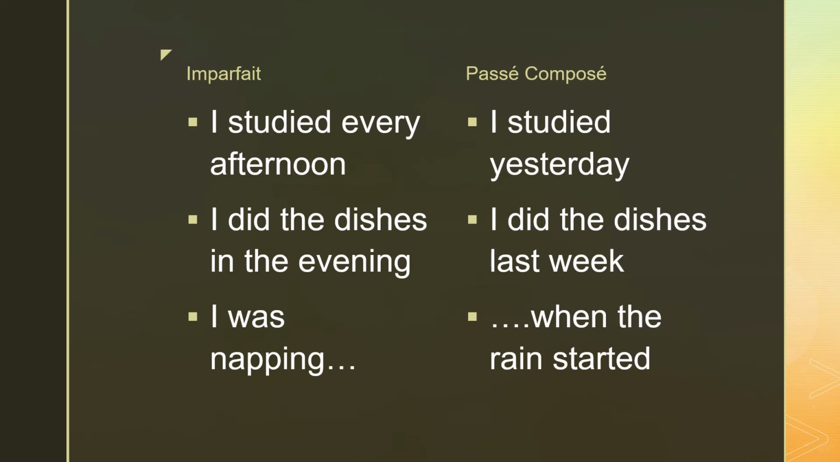So I was napping would be imparfait. When the rain started would be passé composé. So again, in that sentence, I was napping when the rain started, that would use both tenses in the same sentence. But the difference being what was happening already and what interrupted it. That is how you tell the difference between interrupted and completed actions.